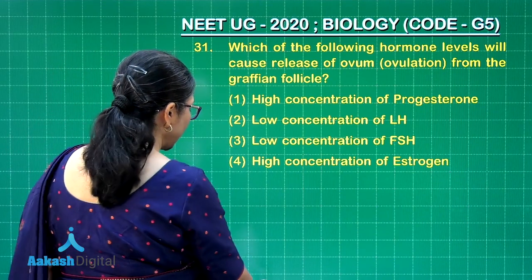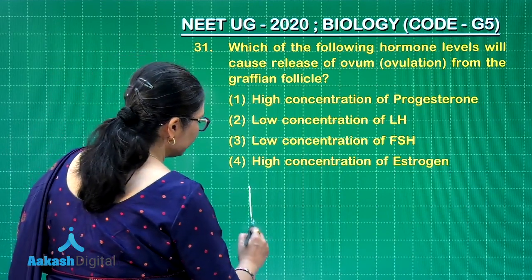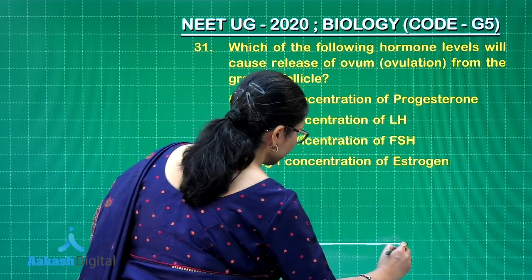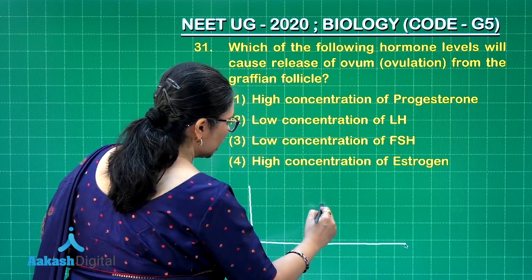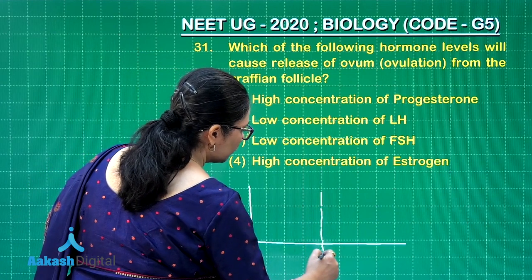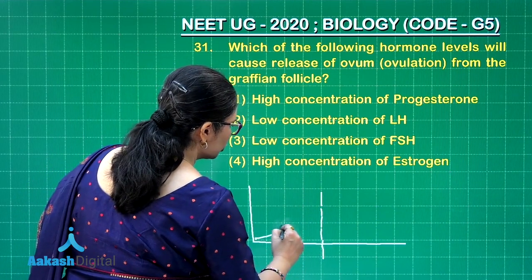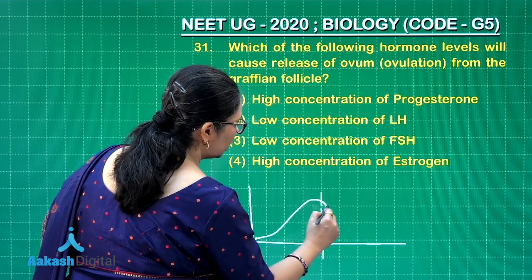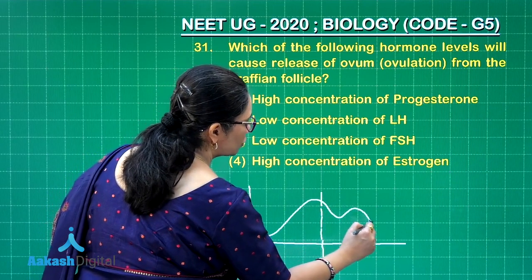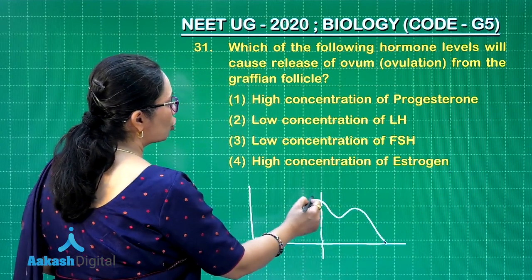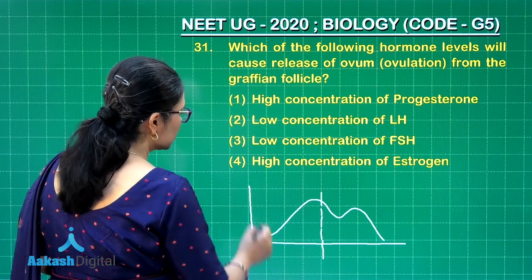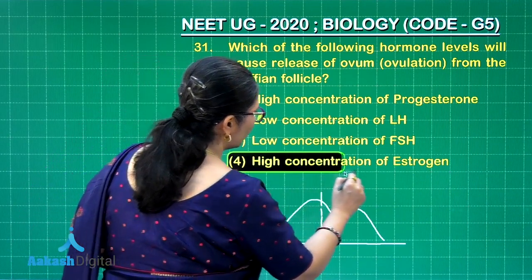So in this case, and I hope you all remember the level of the hormones as it is given in the graph, that nearing the time of ovulation the estrogen would be peaking at this time, then there is a dip, and then when corpus luteum is formed it once again peaks. So the option we can easily take up, that is the fourth one.